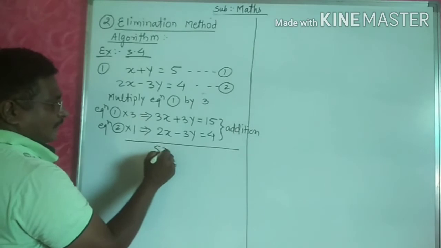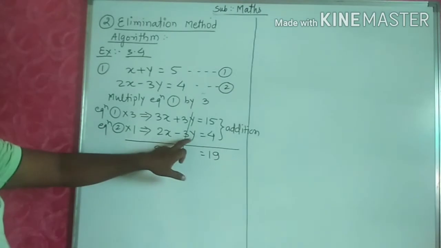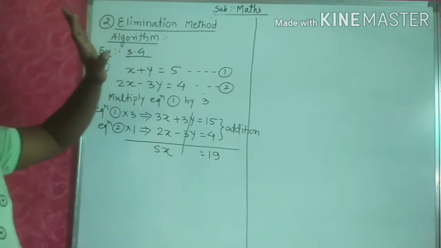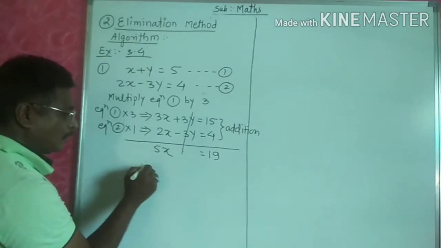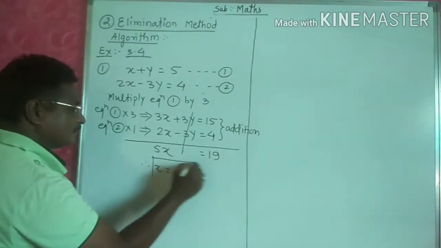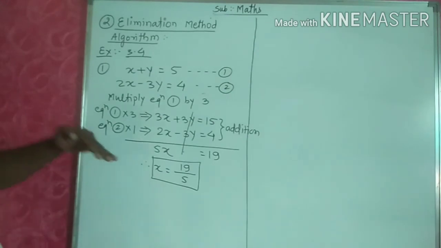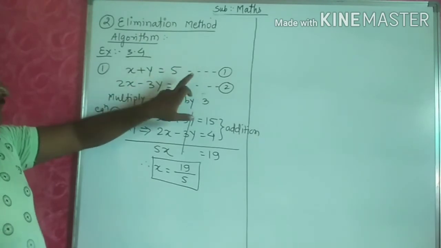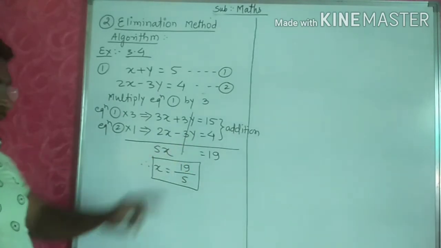So what we get is 5x equals 19. The 3y and minus 3y cancel. Due to this addition, one variable is eliminated. Elimination means we have to remove, so now we remove y and get the value of x. What is the value of x? 19 by 5. Now substitute this value of x in any one of the equations, equation 1 or equation 2, and you will get the value of the second variable.